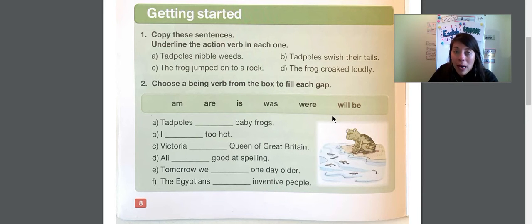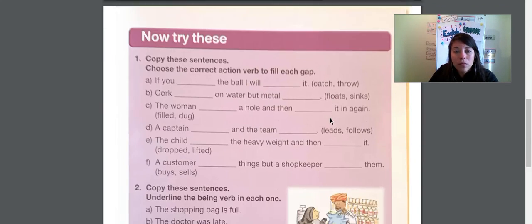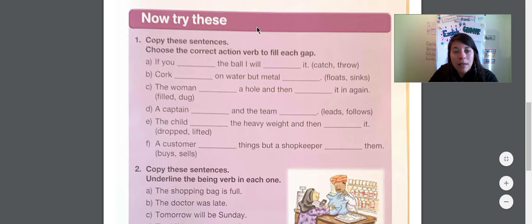Now there is another page to this document. You have the Now Try These section. You have to copy these sentences, and each sentence, A, B, C, D, E, F, comes with 2 options. Now you have to put one option over here and the other one over here. Please choose the option that best makes sense, and we will discuss the answers tomorrow in our Zoom class.